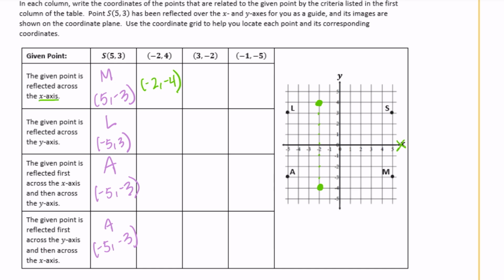Okay, then we need to reflect it across the y-axis. So this time we're going to reflect it across the y-axis. So I'm going to move 2 to the y-axis, and then 2 more, which puts me right here. That is 2, 4. Now the point is first reflected across the x-axis. So first we reflect it across the x-axis, which would get us down to this one. Then it is across the y-axis. So then I'm going to reflect that point across the y-axis, and I would get right here, and that is 2, -4.